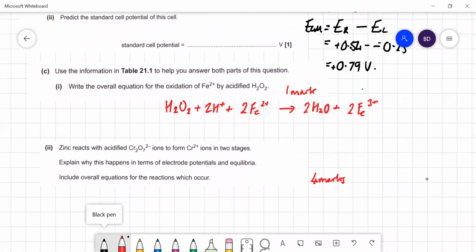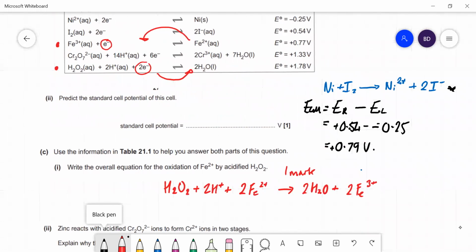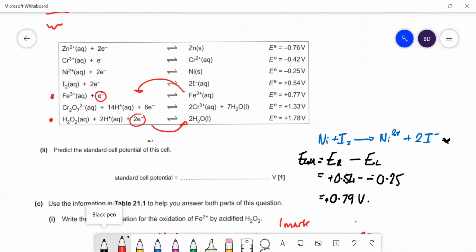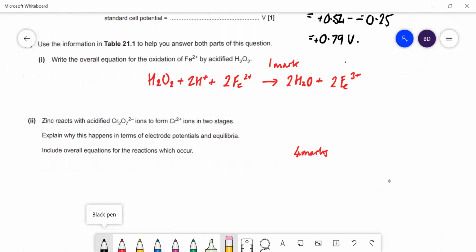Zinc reacts with acidified dichromate to form chromium ions in 2 stages. Explain why this happens in terms of electrode potentials and equilibria, and include overall ionic equations for the reactions which occur. Right, I think I'm going to copy that table again, and paste it down here, 1 minute.